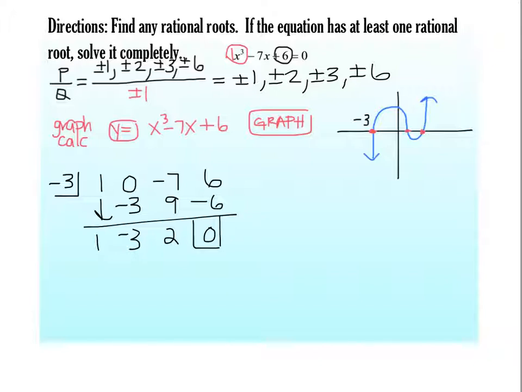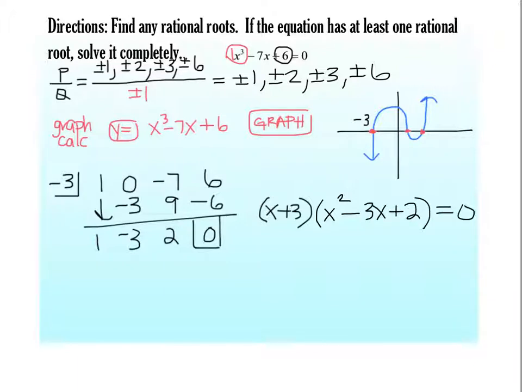So since we did get a remainder of 0, that means that this is a root. So we can write the factored polynomial as x plus 3 times what's left here. So x plus 3, because if 3 is a root, we set this equal to 0, we get negative 3. And then this is the remaining polynomial here. So we get x squared minus 3x plus 2.